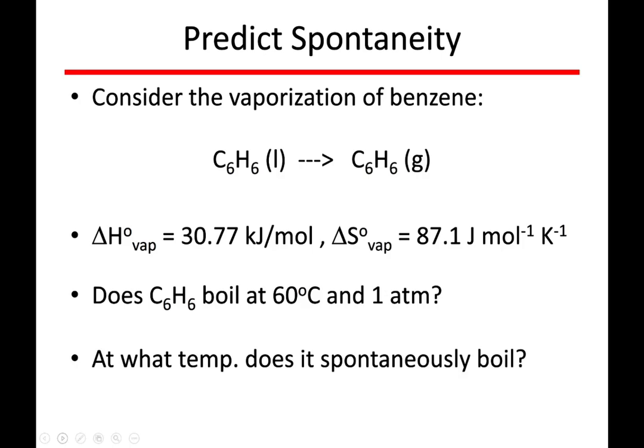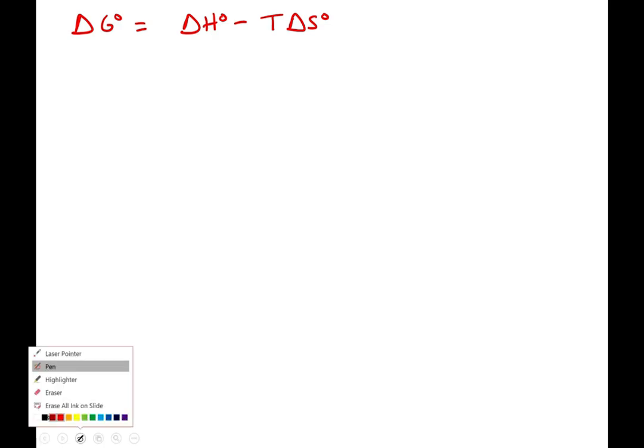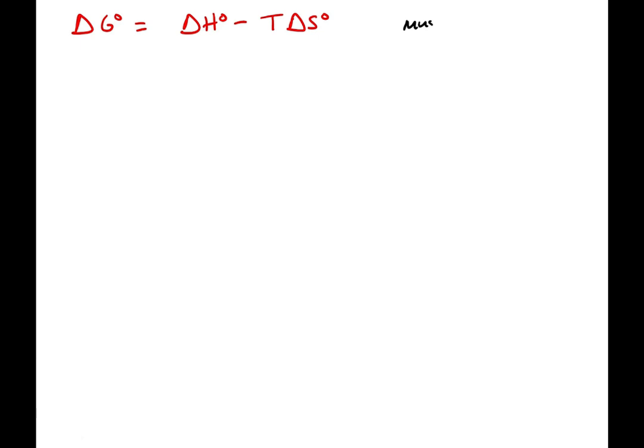So let's talk about how we can use the delta G equation to help us find this. We know from our previous video that delta G is equal to delta H minus T delta S. And I'm putting these superscript zeros here because we are at standard conditions in this problem, right? We're dealing with a 1 atmosphere pressure. Now, importantly, in this equation, you must use Kelvin.